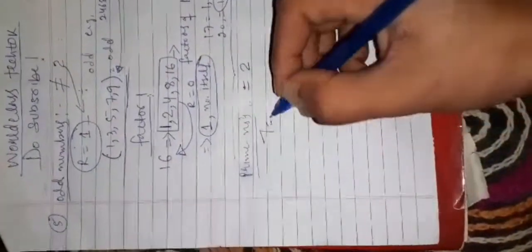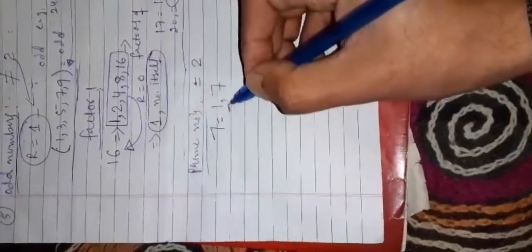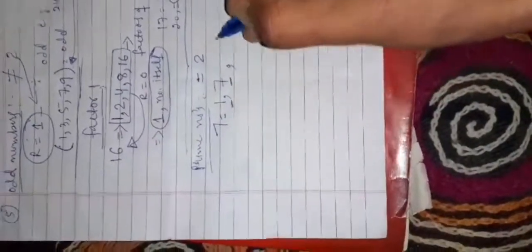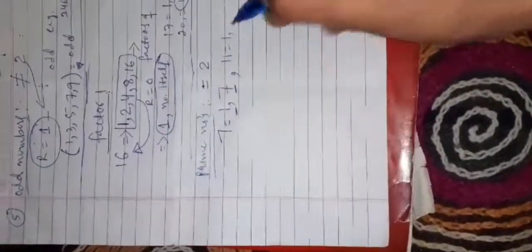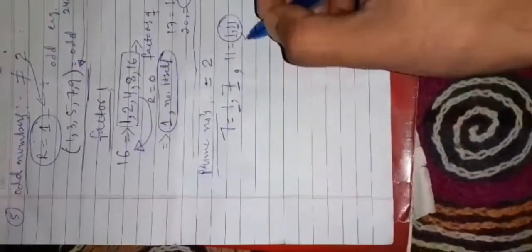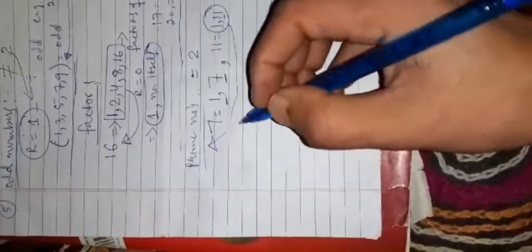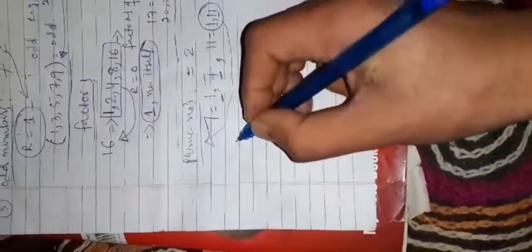For example, 7. By which number can we divide 7 completely? 1, yes. 2, no. 3, 4, 5, 6, no. 7, yes. Only 1 and the number itself. Another example, 11. 1, yes. Not 2, not 3, 4, 5, 6, 7, 8, 9, 10. 11, yes. Only two numbers, 1 and the number itself. Then we can say that these numbers are prime numbers.